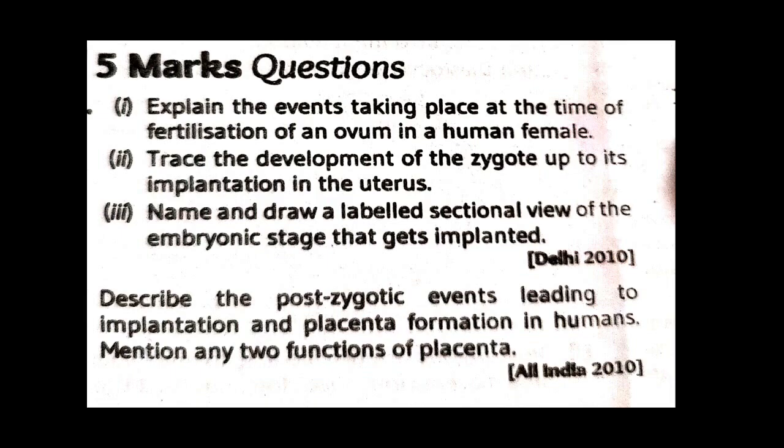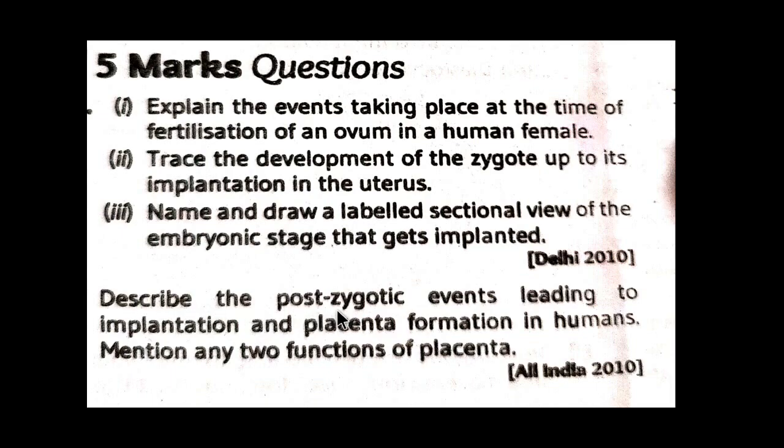Okay, so implantation definition you have to write that after attachment the uterine cell divide rapidly and cover the blastocyst. It leads to blastocysts embedding in the endometrium of the uterus, which is called implantation. Okay, now name and draw a labeled sectional view of the embryonic stage that gets implanted. That means it is just of half marks and you have to just draw a embryonic stage. So what you will draw? You will draw a blastocyst stage which implants in the uterus, and there you will mark trophoblast, blastocells and inner cell mass. Okay, I hope this is clear.